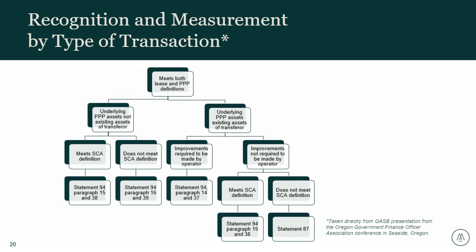And then finally, if we have a pre-existing asset, no improvements need to be made, and it's not an SCA, we're just looking at a garden variety lease, and we look at Statement 87. So I think this is a pretty good roadmap. Sometimes we're confused about what type of transaction this is and how we should report it. I think this is a good roadmap to show us how we recognize and measure this specific type of transaction.